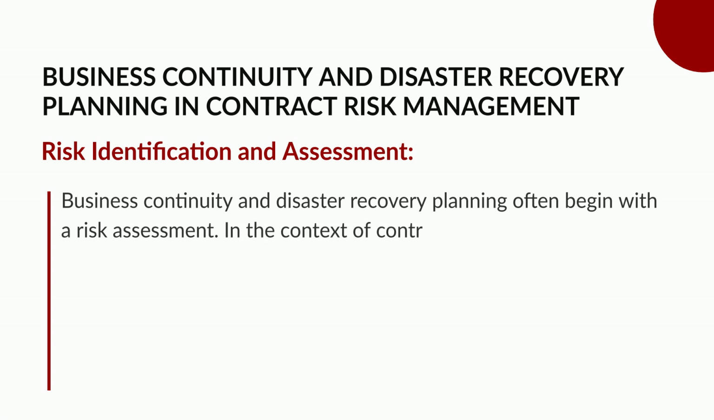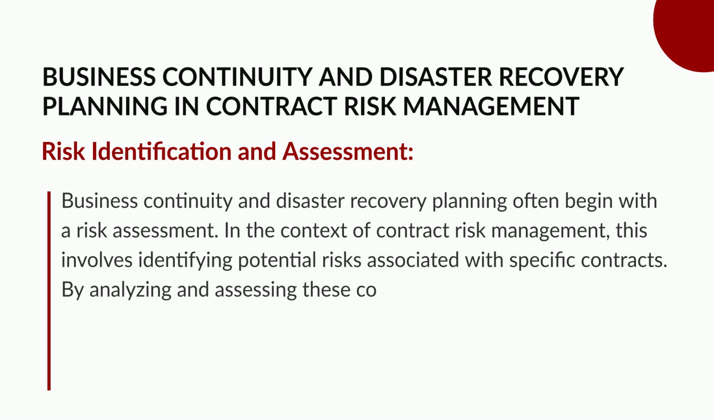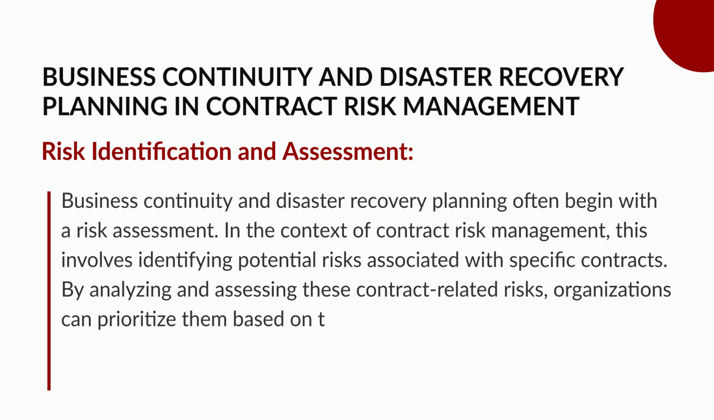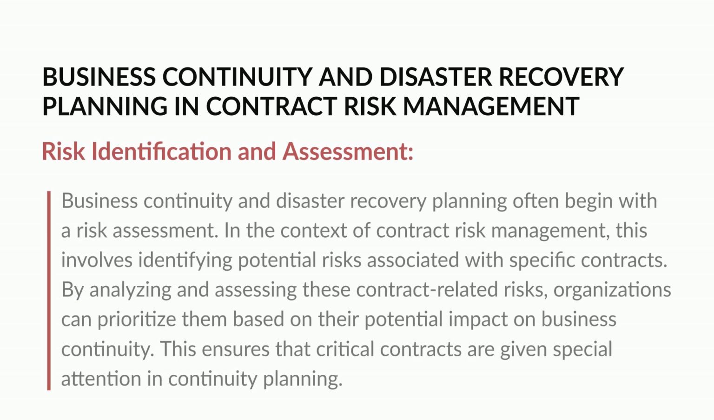In the context of contract risk management, this involves identifying potential risks associated with specific contracts. By analyzing and assessing these contract-related risks, organizations can prioritize them based on their potential impact on business continuity. This ensures that critical contracts are given special attention in continuity planning.